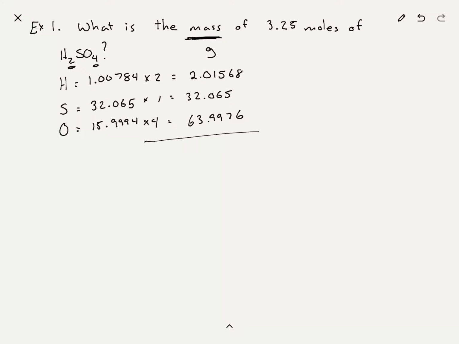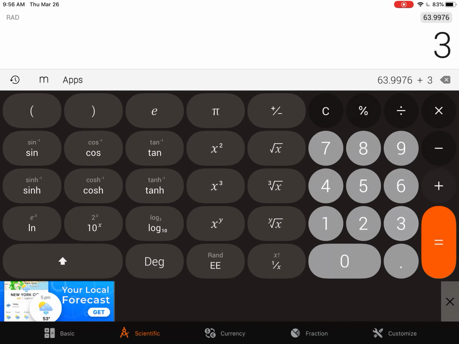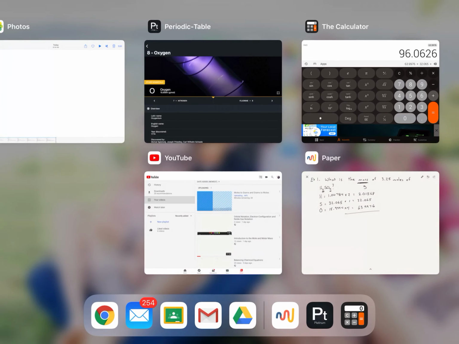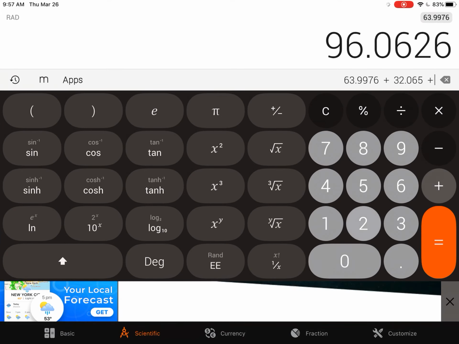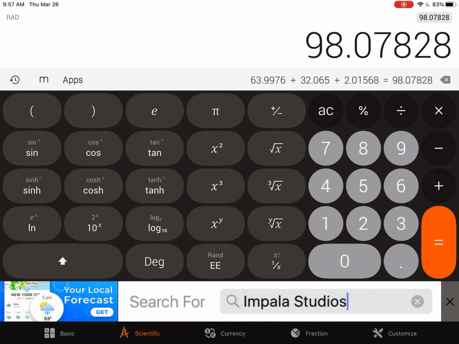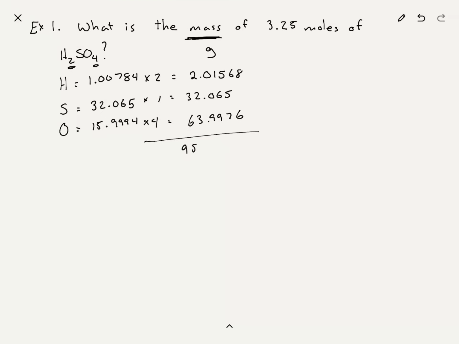So we're going to add all those numbers together. So 63.9976 plus 32.065 plus 2.01568 equals 98.07828 grams per mole of H2SO4.